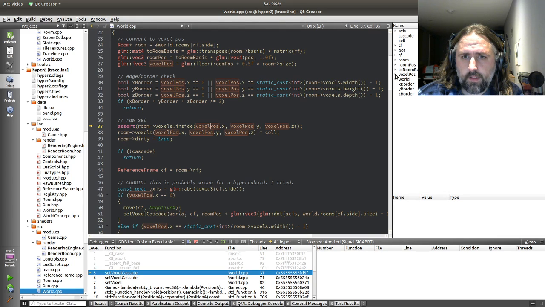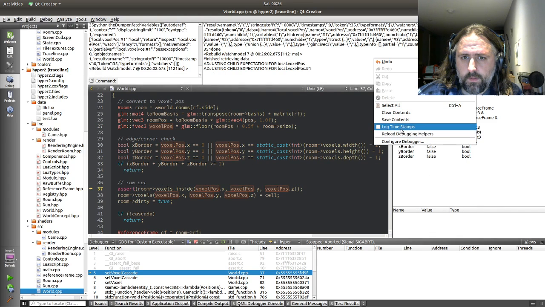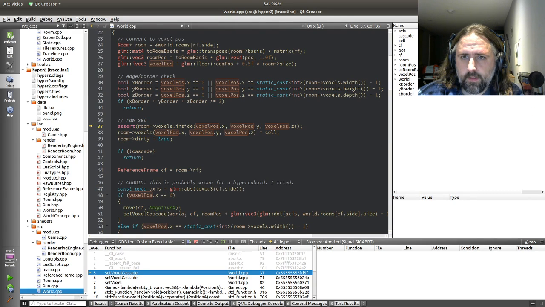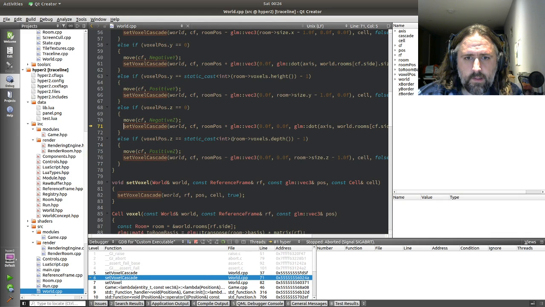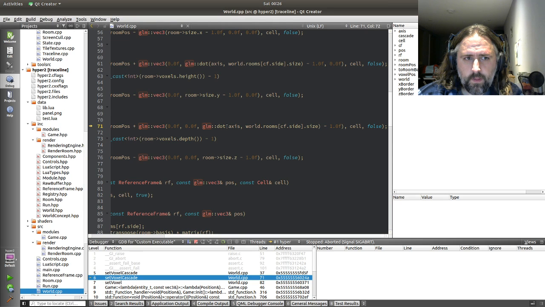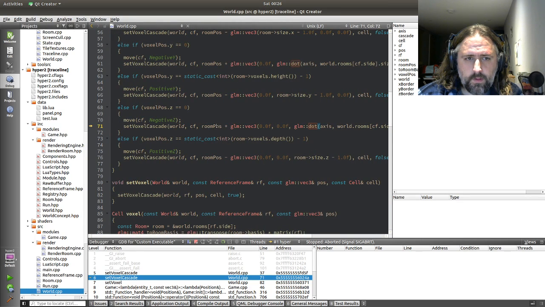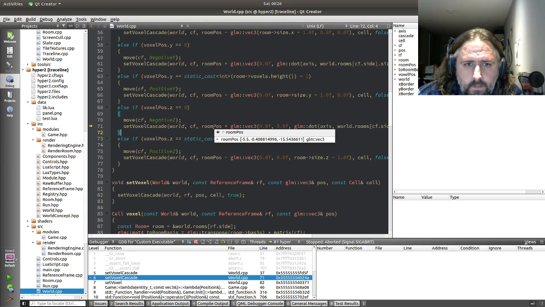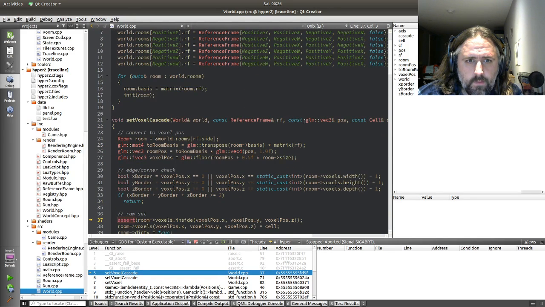So what is your voxel pause here? Oh, this stuff. How do you do it? Debug log. I really need to sort that out. 32, 15, and 10. Room pause here. What got added onto it? Well, if we go into this function, I guess we'll see.